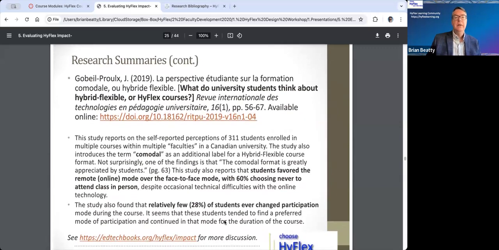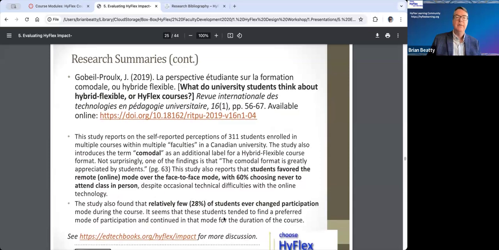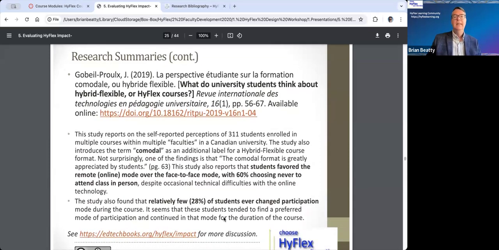Here's another study we have, which is really interesting. It's got 300 some students enrolled at a Canadian university. They use the term comodal, and I brought this one in here because it introduces another term and explains why they're using this term comodal.